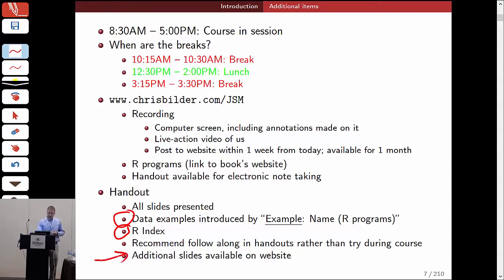And then lastly, as Tom and I were putting together our slides for the course, we ended up deciding to cut some out just to make sure that we can finish on time.